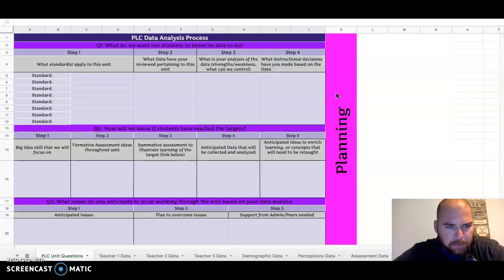Going through each one, there are 5 different questions as we start working. First, what do we want our students to know and be able to do? Second, how will we know if the students have reached those targets? Those are the things we're focusing on in our lesson planning and collaborative work. How are we going to know that they have gotten to the point that we want them to? Question 3, what issues do we anticipate? That's based on our data, and on trying to be ready for all those unforeseen circumstances and having a plan in place.